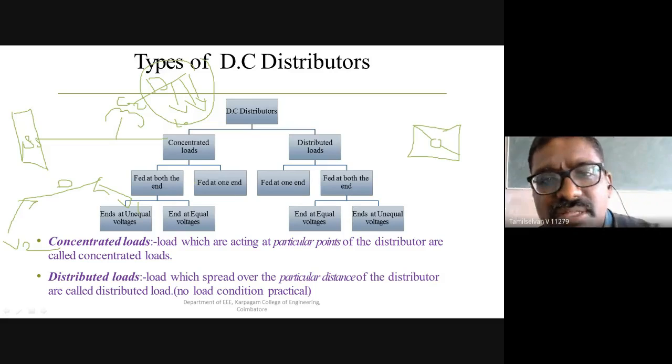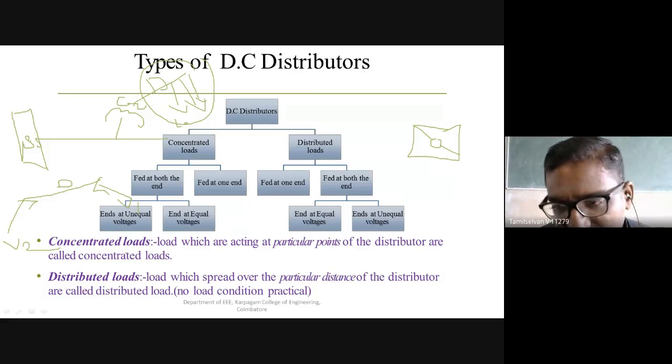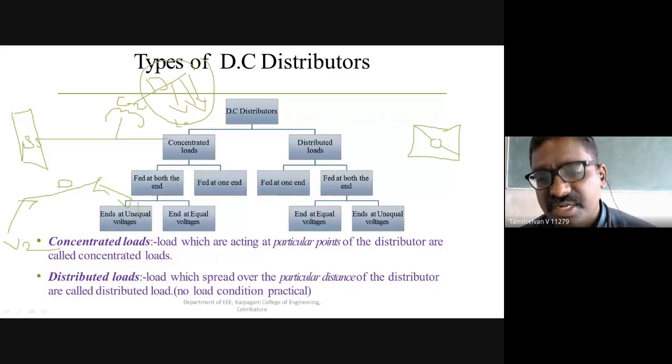So remember, the DC distributor can be classified based on concentrated load or distributed load. If classified on concentrated load, it may be fed at one end or at two ends. If it's fed at two ends, the voltages may be equal or unequal. The same thing is applicable for the distributed load also.